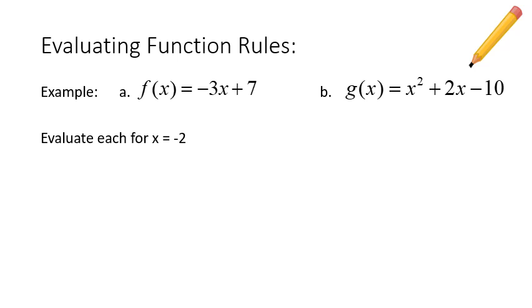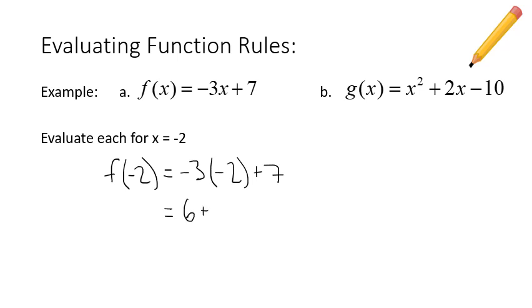Evaluating a function rule. For example, f of x equals negative 3x plus 7. We want to evaluate this for the value x equals negative 2. So, where I see an x, I am inputting a negative 2. F of negative 2 equals negative 3 times negative 2 plus 7. Negative 3 times negative 2 is 6. Bringing down my plus 7, I get 13. So f of negative 2, which is my x value, equals 13, which is my y value.